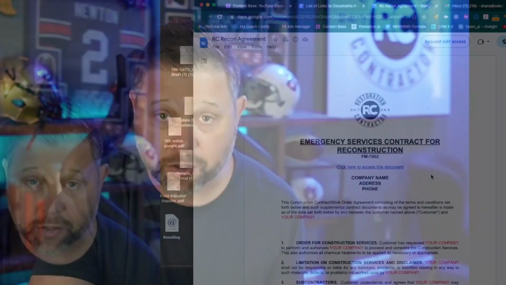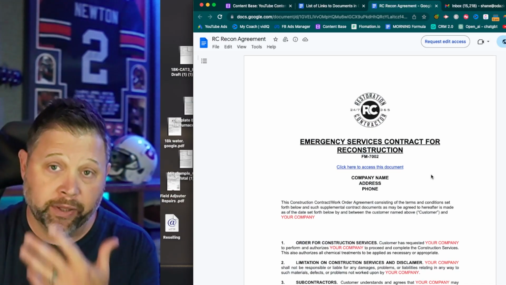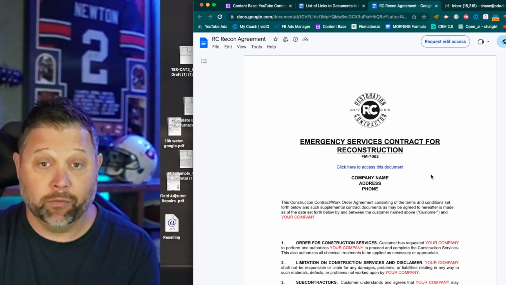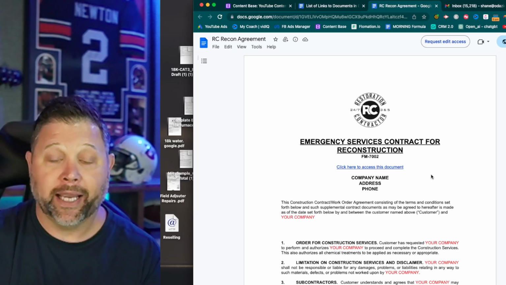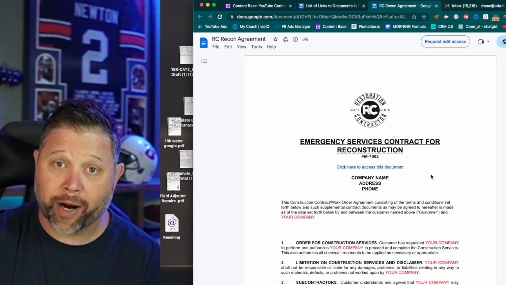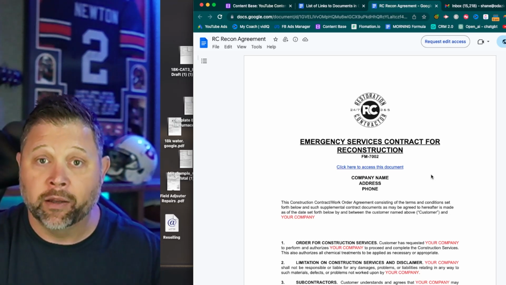Let's share my screen and let's talk about the very first one. This is going to be the reconstruction agreement. When would we use the reconstruction agreement? Let's start there. It's a reconstruction agreement. Maybe there was an insurance job and you're going to do a work authorization to do the dry out, the emergency service repairs, and we're going to do the reconstruction agreement for any of the recon.